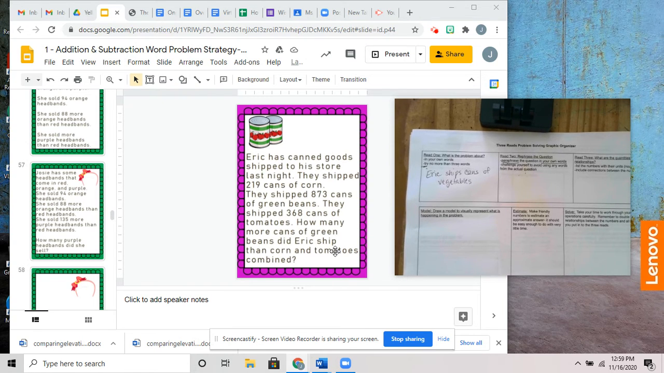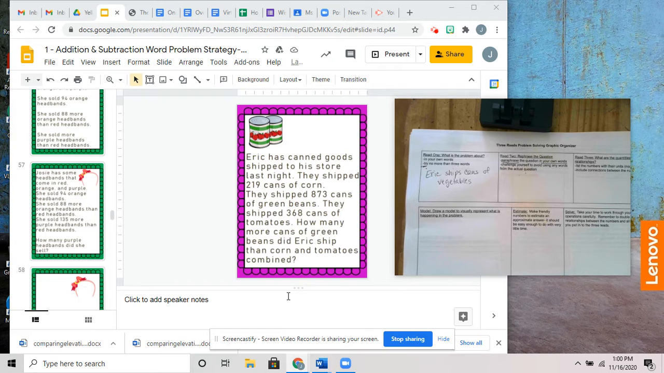So Eric has canned goods shipped to his store last night. They shipped 219 cans of corn. They shipped 873 cans of green beans. They shipped 368 cans of tomatoes. How many more cans of green beans did Eric ship than corn and tomatoes combined? Well, let's zoom in on the actual question part of this word problem. I'm going to think back to our wraps tool, where when we're restating, we want to take out those question words. So one of those question words that I see right here is how. So this is our question. Notice it ends with a question mark. So it says, how many more cans of green beans did Eric ship than corn and tomatoes combined?